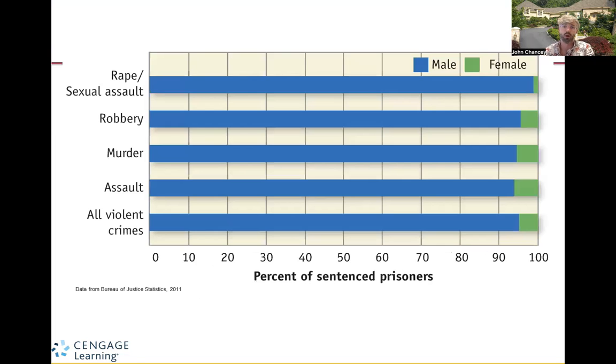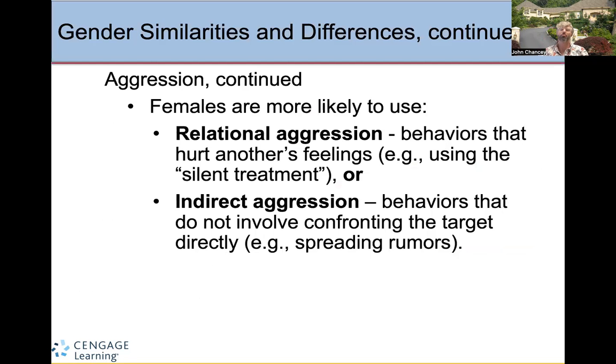We can look at the rates of crime, for example, violent crimes, rape, sexual assault, murder, robbery, really all violent crimes. If you look at the numbers, almost above 90% in most cases, we're talking about males committing these kinds of crimes. It doesn't mean that there aren't women who do these things, but it's far more likely.